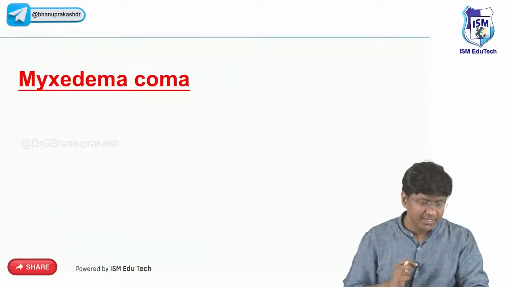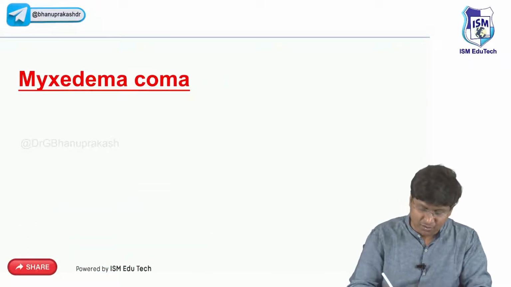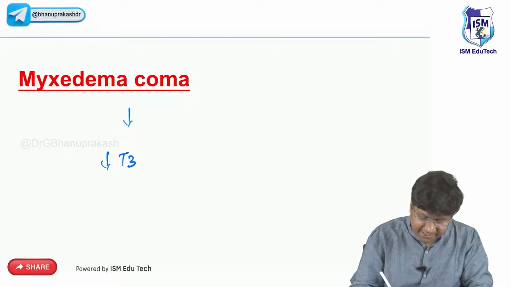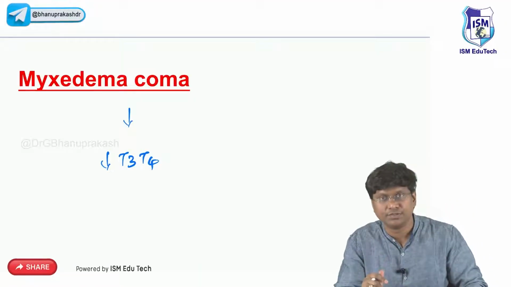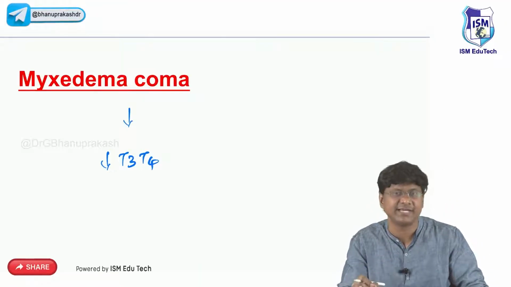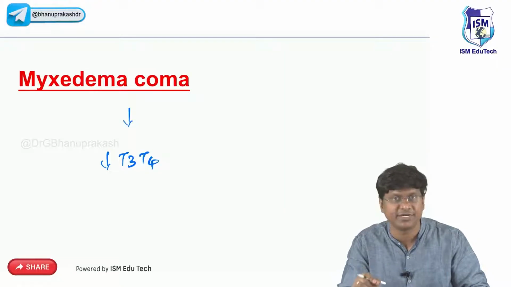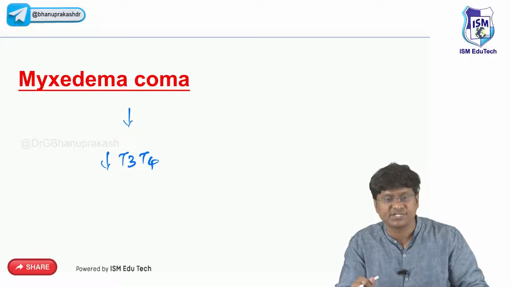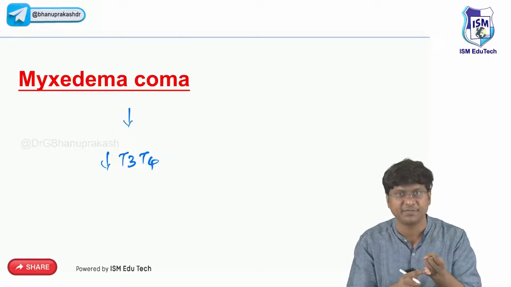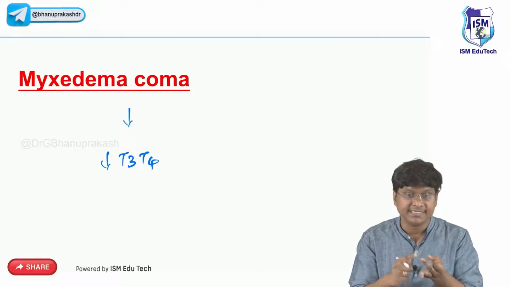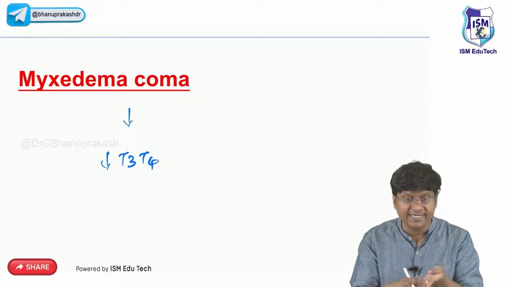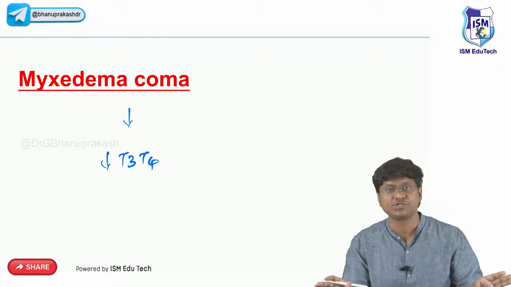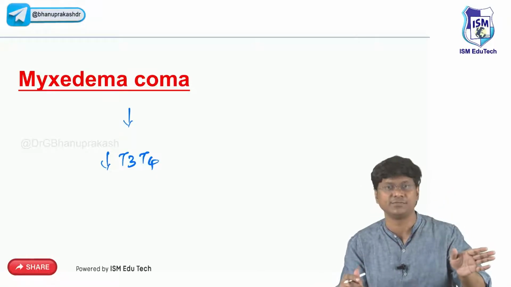Then myxedema coma. Like what exactly happens in myxedema coma? It is an abrupt and severe decrease in thyroid hormone. That is what is called the myxedema coma. And what will be the manifestations in myxedema coma? They'll have severe hypothermia, they will have hypoglycemia, they will have hyponatremia, hypoventilation, and all other features of hypothyroidism will be there in severe forms.